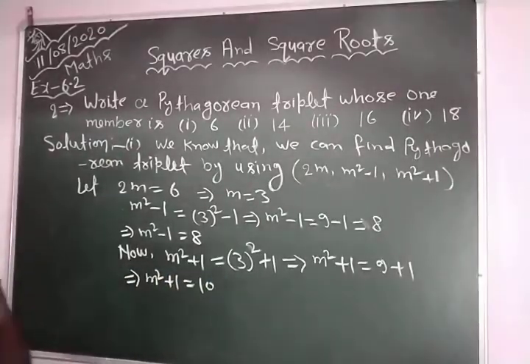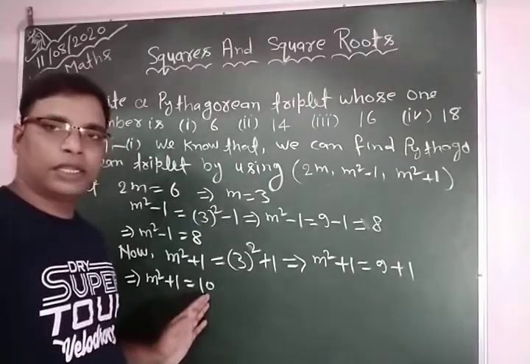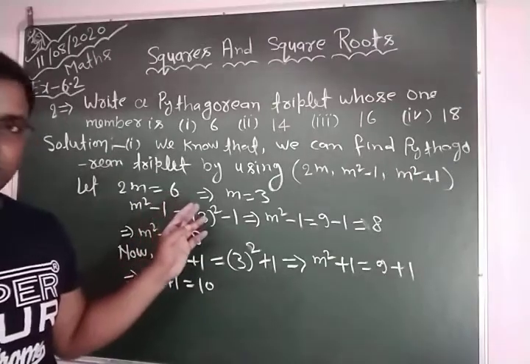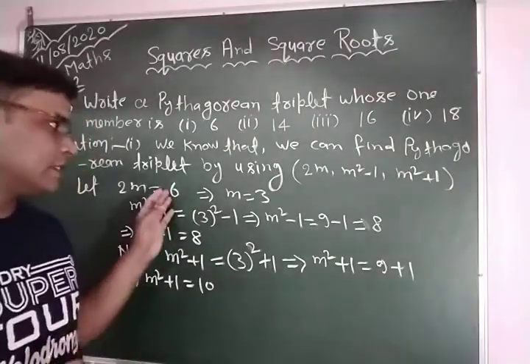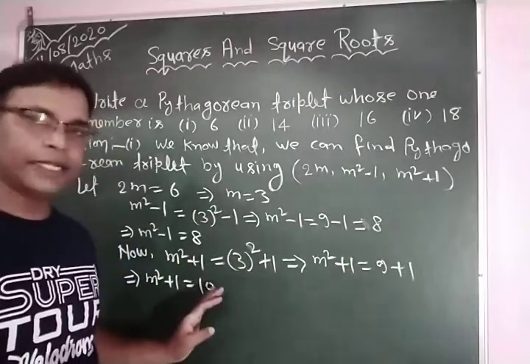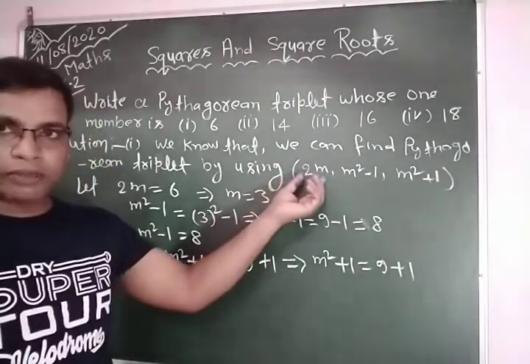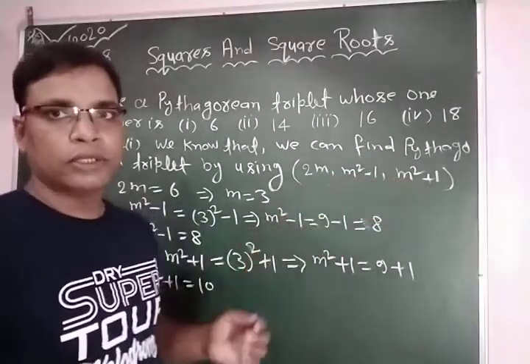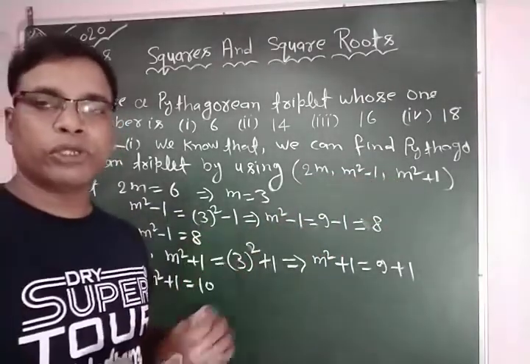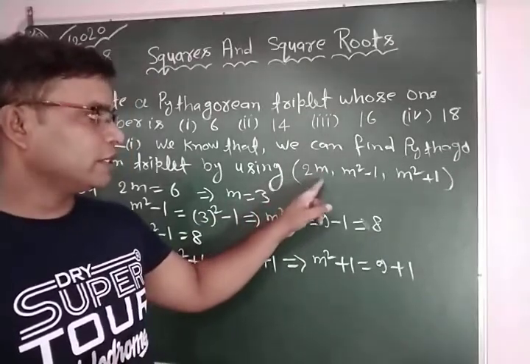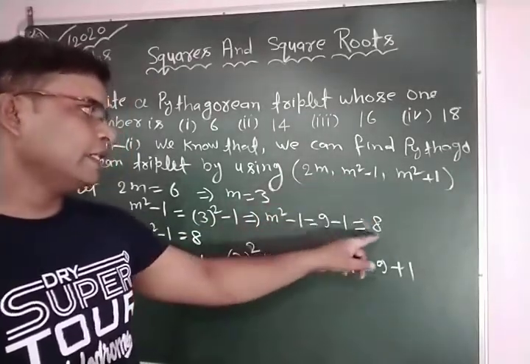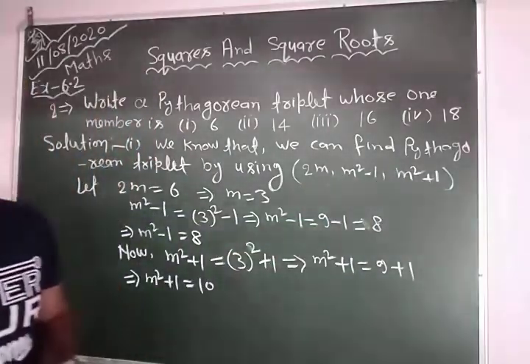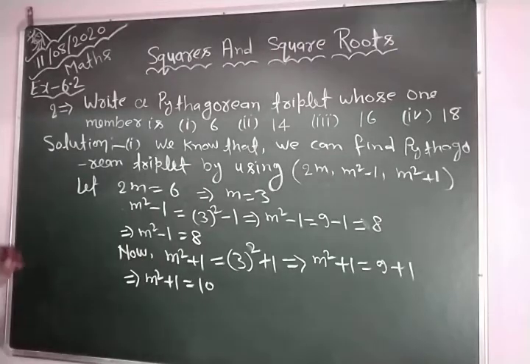So m square plus 1 is equal to 10, and 2m is 6. So what is our Pythagorean triplet? 6, 8 and 10. Okay, because we know that the Pythagorean triplet is 2m, m square minus 1, m square plus 1. So first we let 2m is equal to 6. So here we write 6, m square minus 1 we find 8, and m square plus 1 we find 10.